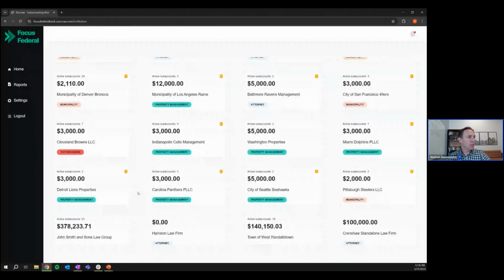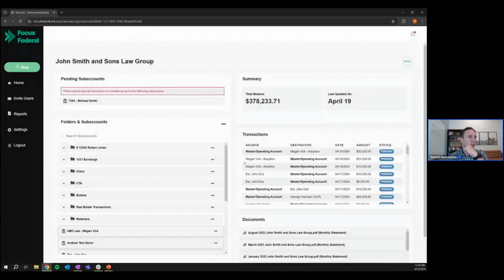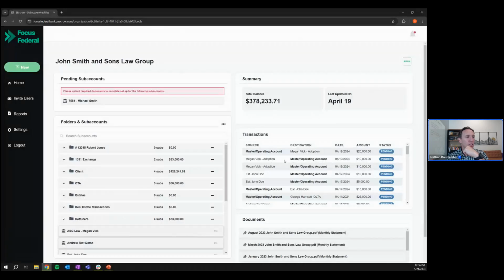Let's go ahead and dive in. Let's go into John Smith and Son Law Group as an example here. So they're able to log in. They can see all the transactions that are going back and forth between perhaps that operating account and the sub account, or sub account back into that operating account or master account.